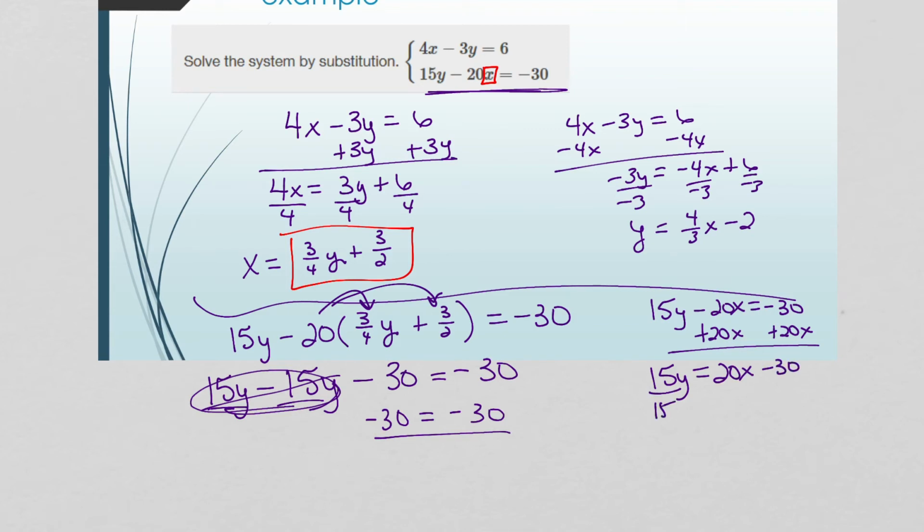Divide everything by 15. So y is equal to 5 goes in, there's 4/3, there we go, minus 2. Oh, I forgot my x. There we go. Okay, compare your slopes. They're both 4/3. They have the same y-intercept. So same slope, same y-intercept means that these two equations, their lines sit on top of each other.